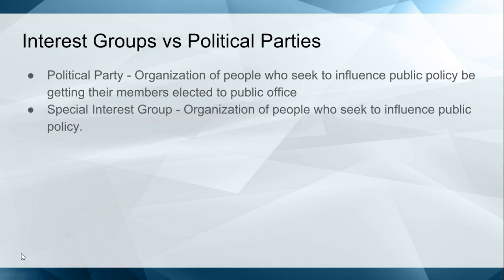Special interest groups are organizations of people who seek to influence public policy. Notice they do not run candidates for public office. So that's going to be the key distinction between political parties and special interest groups, is that political parties are all election-focused. Special interest groups are not necessarily election-focused, and special interest groups absolutely do not run candidates for office.